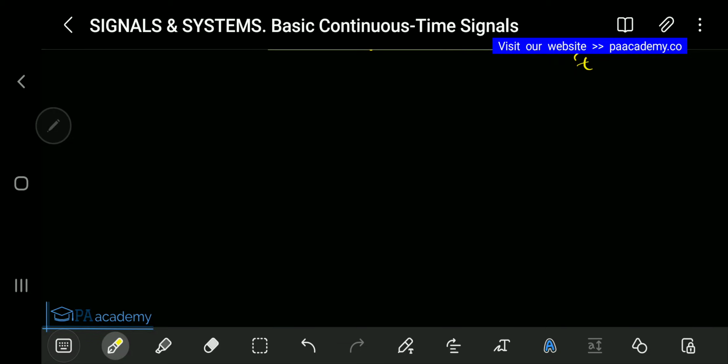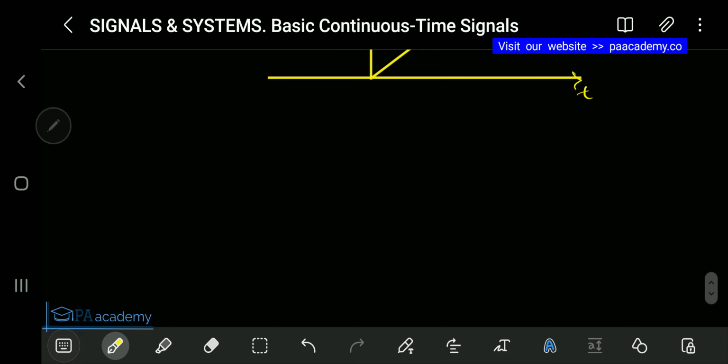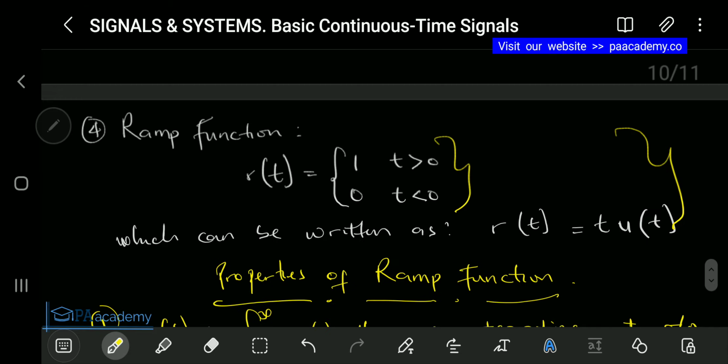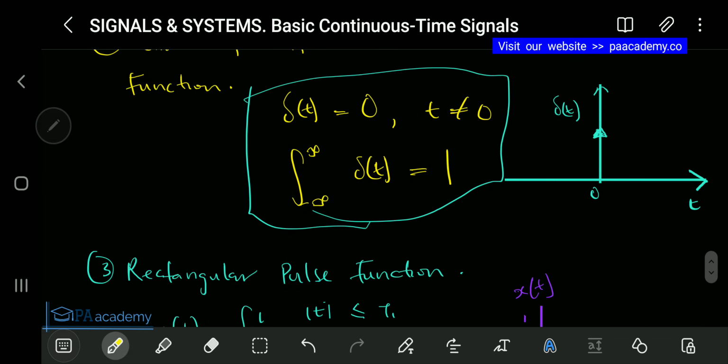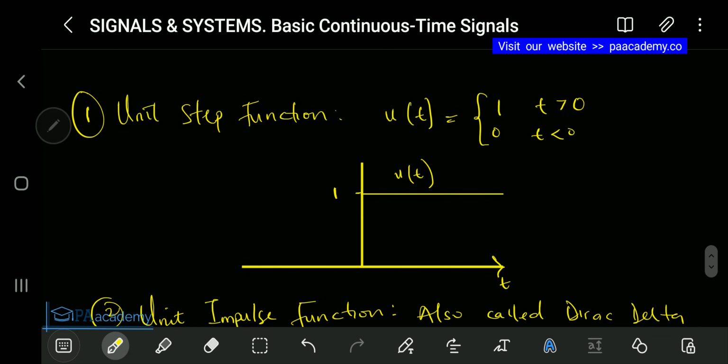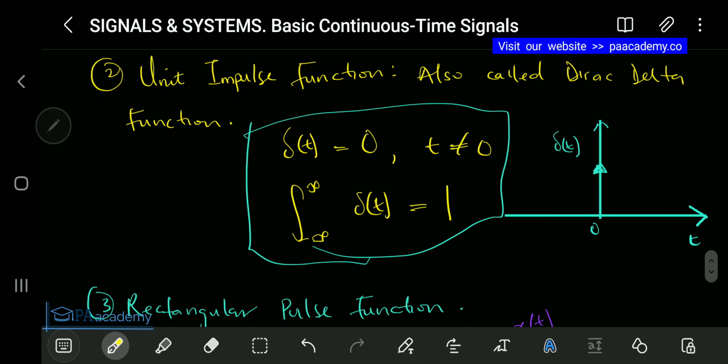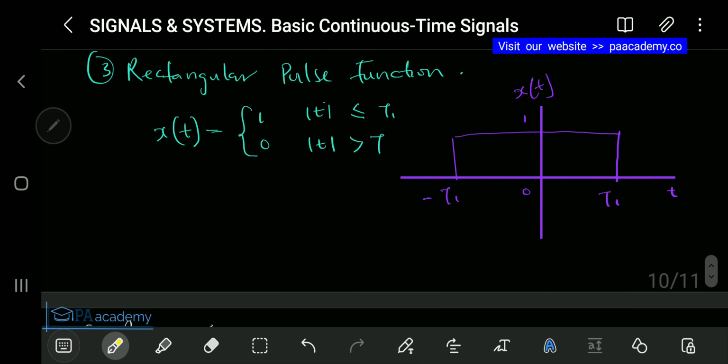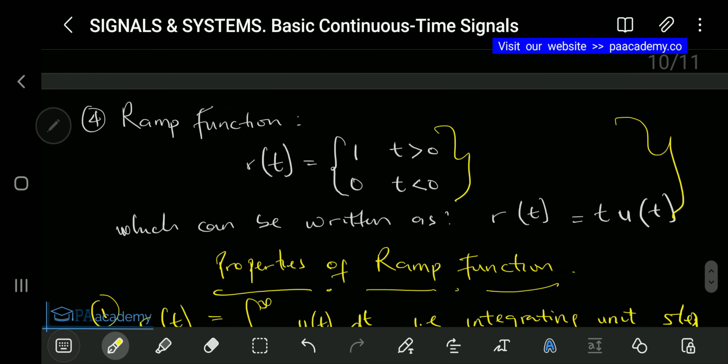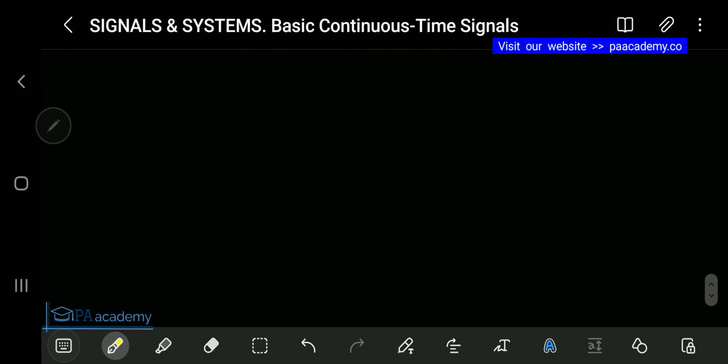Hello and welcome back to the second part of the video on basic continuous time signals. In the first part of this video, we looked at 4 out of the 8 continuous time signals that we want to look at. We've looked at the unit step function, the unit impulse, the rectangular pulse, and then the ramp function. So now we want to cover the remaining parts in this second video.